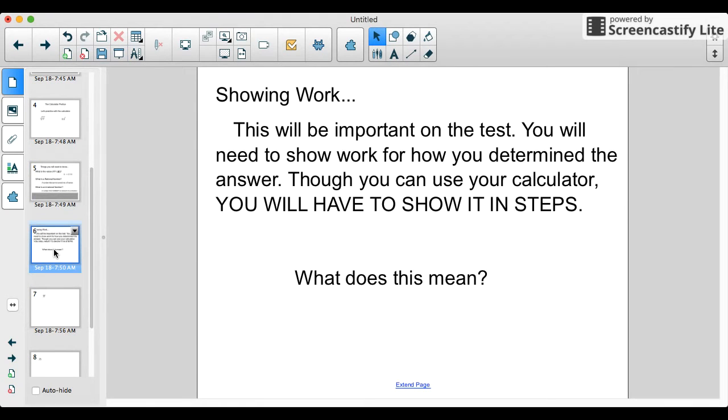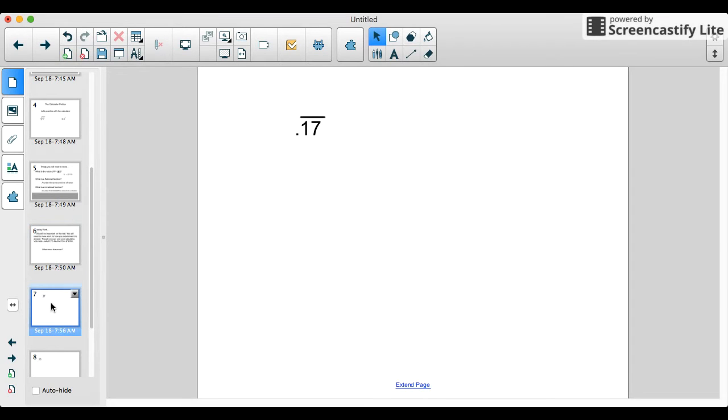Showing work. This will be important on the test. You will need to show work for how you determine the answer. Though you can use your calculator, you will have to show it in steps. So what does this mean? Let's look at an example. Let's look at 17 repeating. 17 repeating is equal to this value.